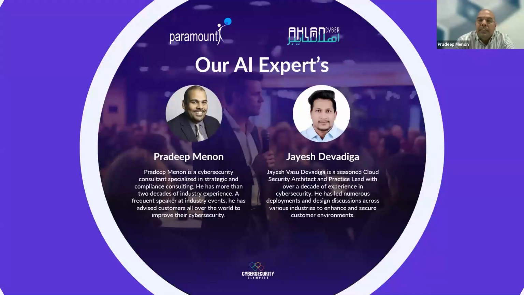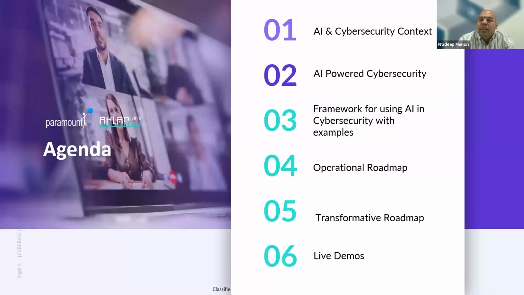And this is our agenda for today. We will briefly discuss what is the scope and context in which we would be discussing AI, and what is AI-powered cybersecurity. Then we'll also discuss some of the frameworks that organizations can use within their cybersecurity functions using AI. And this includes an operational roadmap as well as using AI to its fullest potential and using a transformative roadmap as well. And my colleague Jayesh would be presenting you some live demos, which are very interesting use cases. You could readily see those use cases as well.